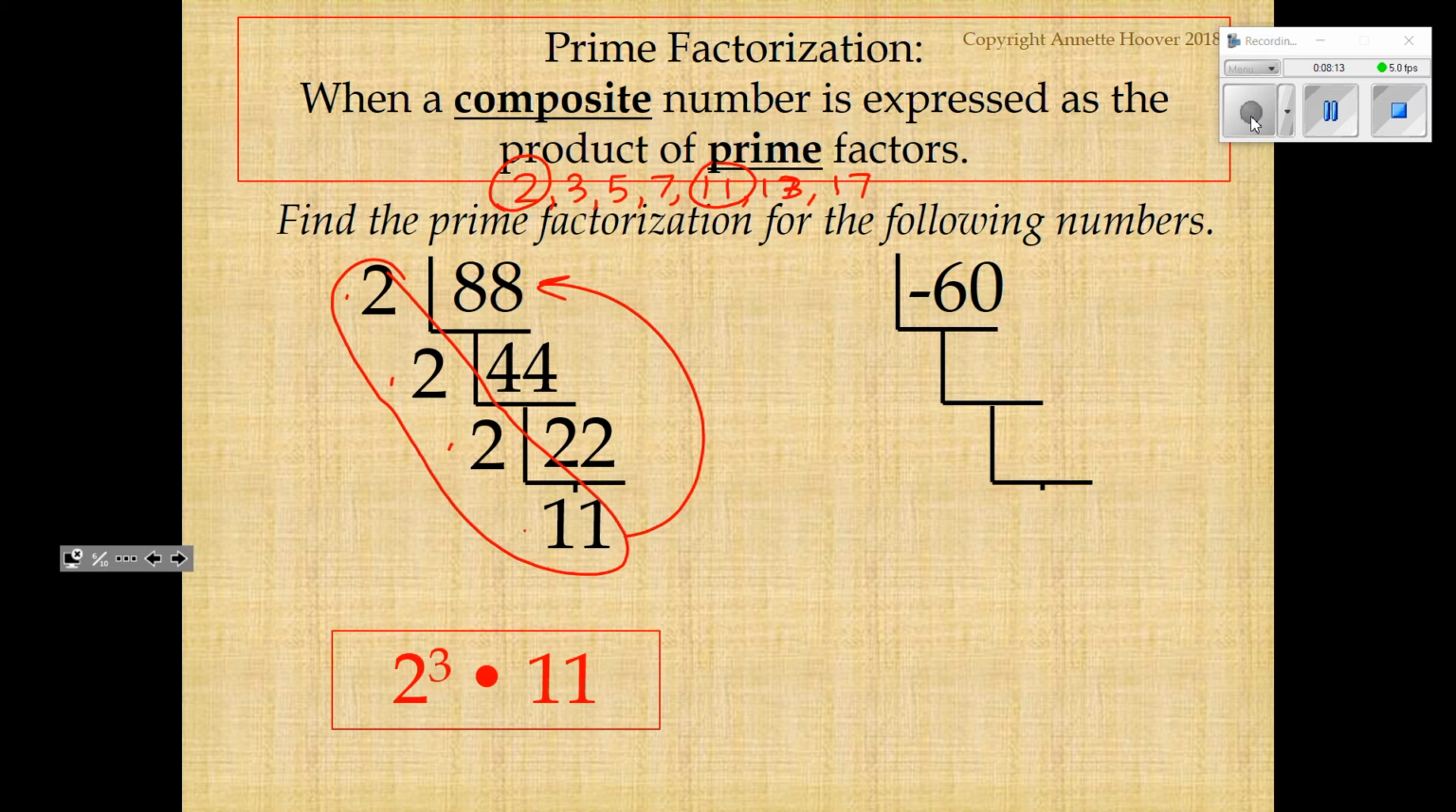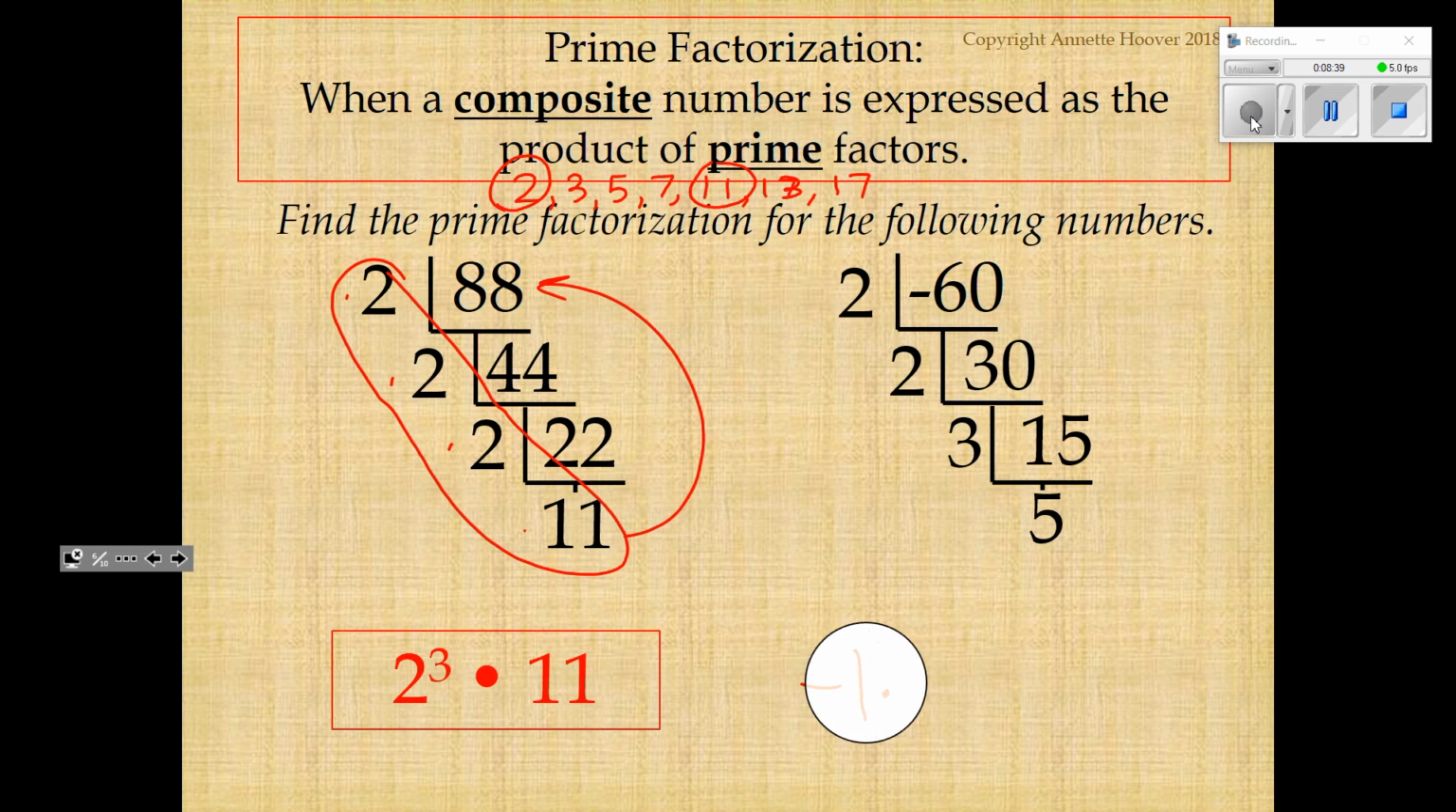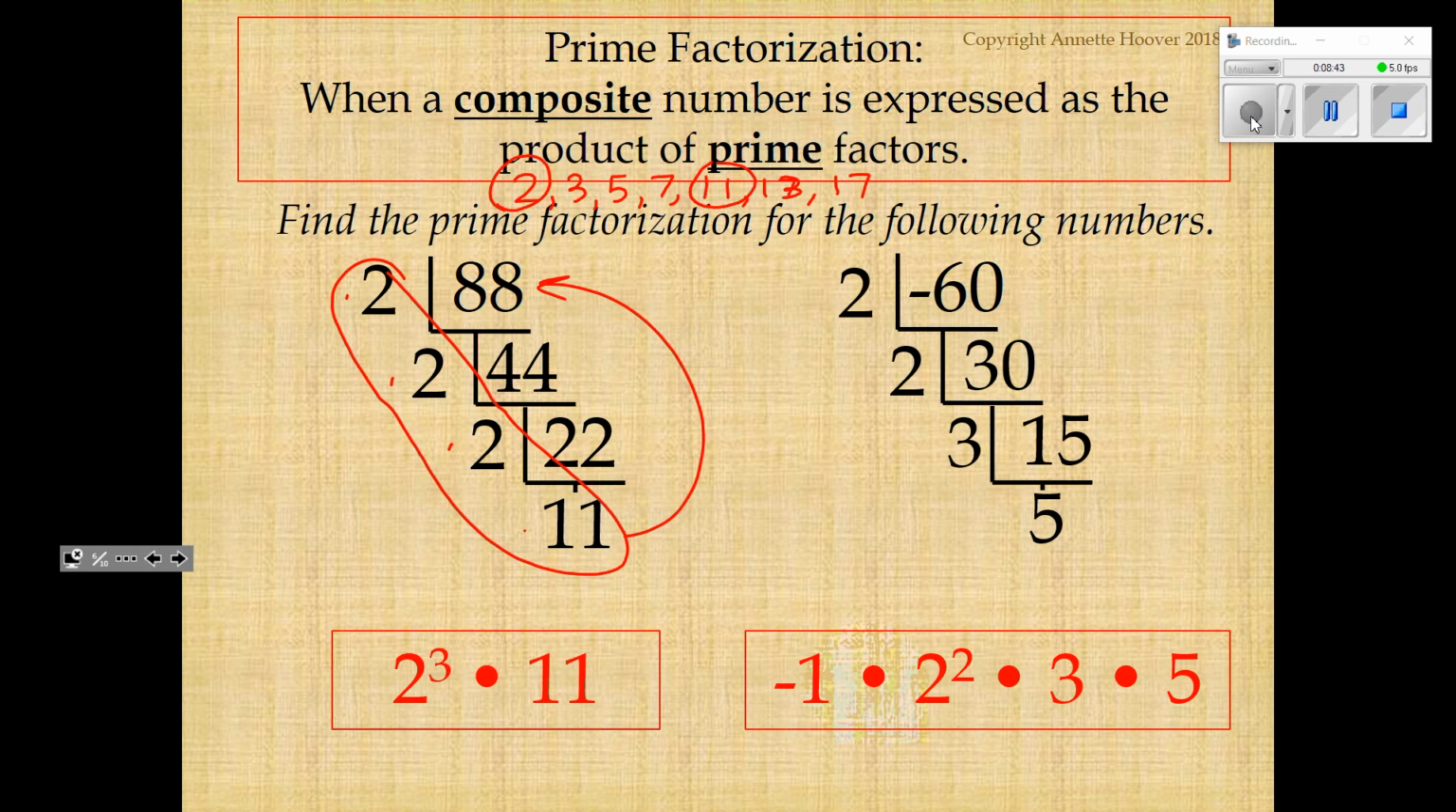The next one we have is -60. Again, it's a negative number, so the first thing we're going to do is write down a -1. 60 is even, so we divide by 2. 30. 30 is even, we divide by 2. That's 15. 15 is not even, so we go to the next prime number, which is 3. Is it divisible by 3? It is. And that would be 5. 5 is prime, so we're done. So to write this in exponential form, we would write -1 times 2 to the 2nd power times 3 times 5.